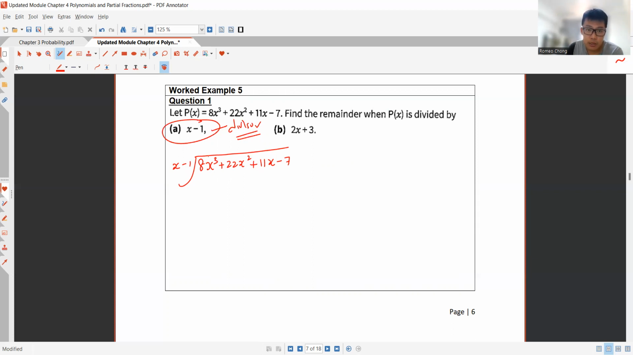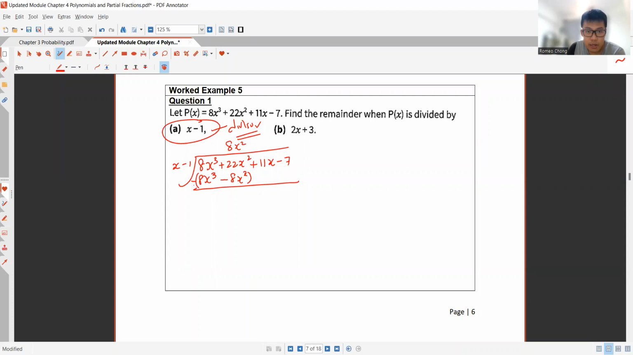So the first one, let's say you want to remove this 8x cubed, right? If you look at the x here, you should multiply by 8x squared for your factor. That means x minus 1 should multiply by 8x squared. So 8x squared times x, you get 8x cubed. And then 8x squared multiplied by -1, you get minus 8x squared.